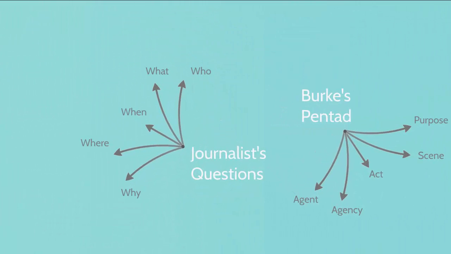There are two sets of questions you may ask. There's the set of journalist questions, who, what, when, where, why, and how. Then there are the questions presented by Burke's pentad, or 5 rhetorical elements known as agent, agency, act, scene, and purpose. You might be able to already tell these two sets of questions correlate in some ways. For instance, the journalist question, why, seems to ask the same question that a question of purpose does. The two sets do differ in other ways, though.